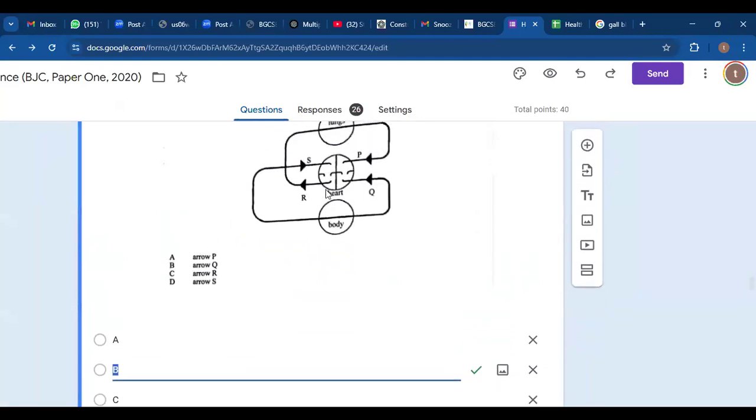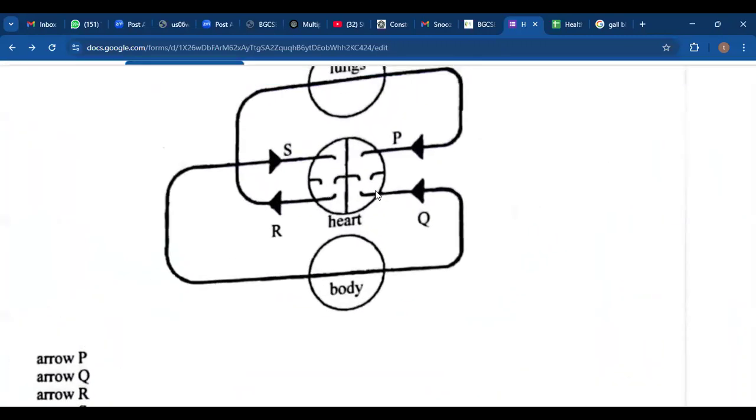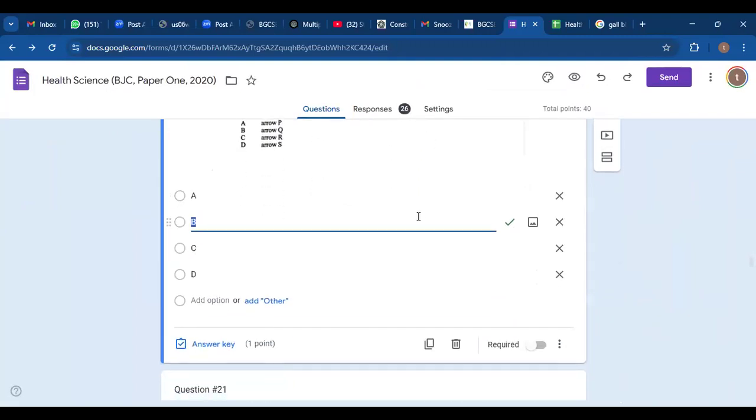If you notice, the blood's supposed to leave the heart to go to the rest of the body. It doesn't leave the heart to go back to the heart. That doesn't make sense. So the wrong one is Q. Q is wrong. So that's B.